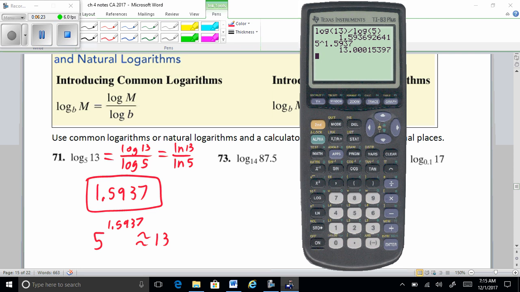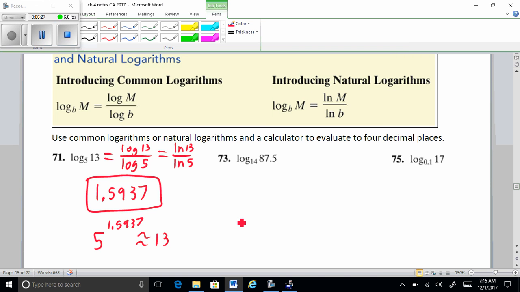I don't really need to do all of these, but we'll do one more since it's very basic. This time I'll do the natural log and show you with the calculator, but it doesn't make a difference. So natural log of 87.5 divided by the natural log of 14.